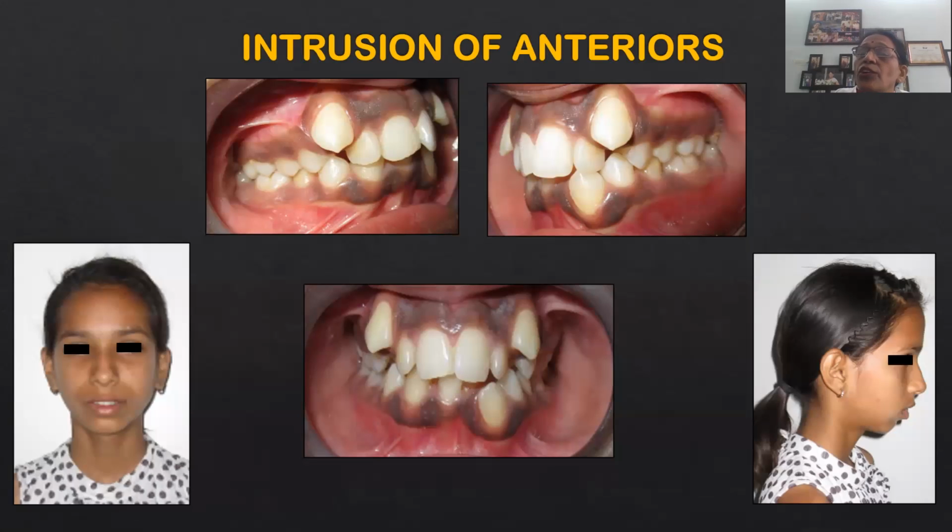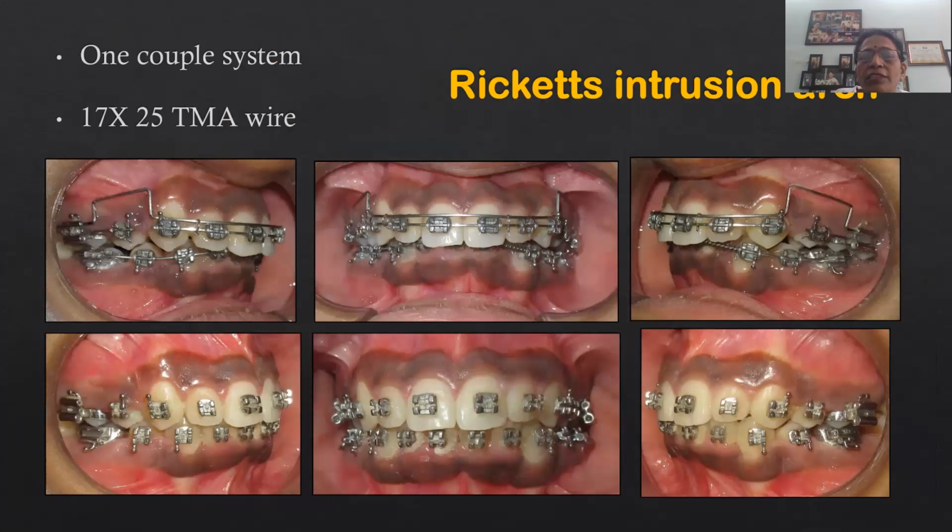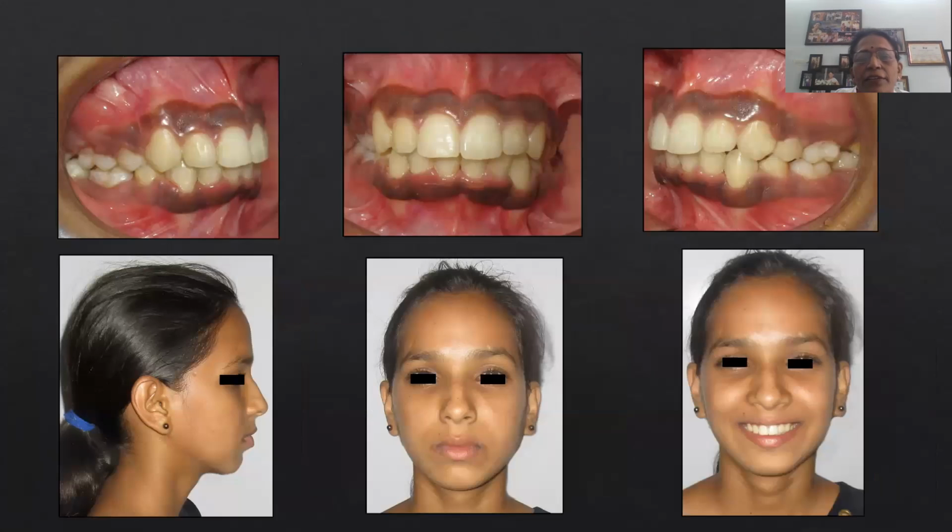But where you do not want proclination of the anteriors to take place and only intrusion is needed, then in this case, we can give a Ricketts intrusion arch, as is given in this case. There was crowding, the first premolars were extracted, we unraveled the crowding, and in a 17x25 TMA wire, a Ricketts intrusion arch is made, which intrudes the anteriors, the incisors, without proclination, and we get the results.